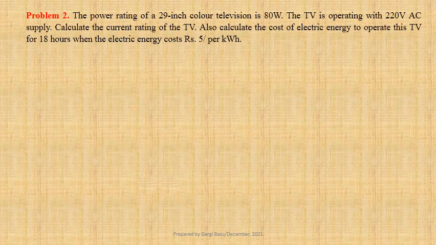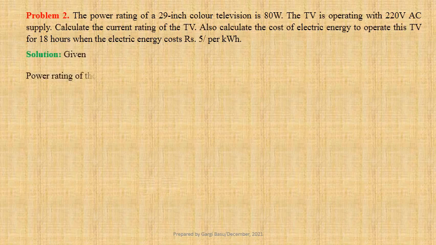The power rating of a 29-inch color television is 80 watts. The TV is operating with 220 volt AC supply. We have to calculate the current rating of the TV. Also, the cost of electric energy to operate this TV for 18 hours when the electric energy costs rupees 5 per kilowatt hour. Let us first write down the given data.